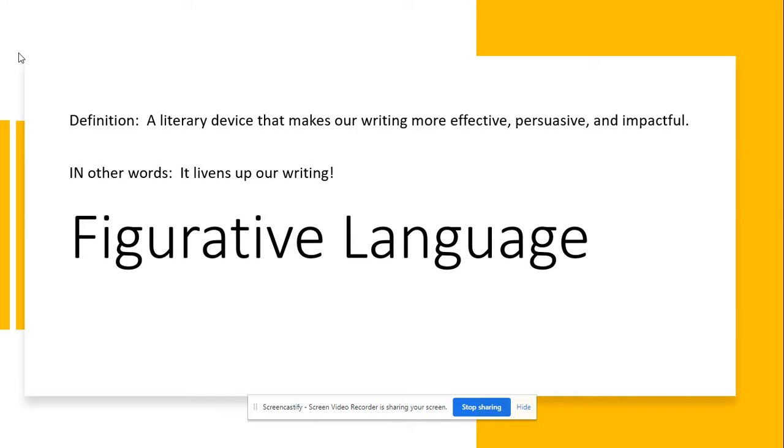Today we are going to review figurative language. The definition of figurative language is a literary device that makes our writing more effective, persuasive, and impactful. In other words, it livens up our writing and makes it more colorful and more interesting.